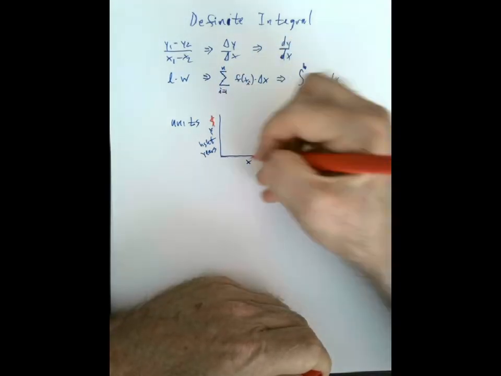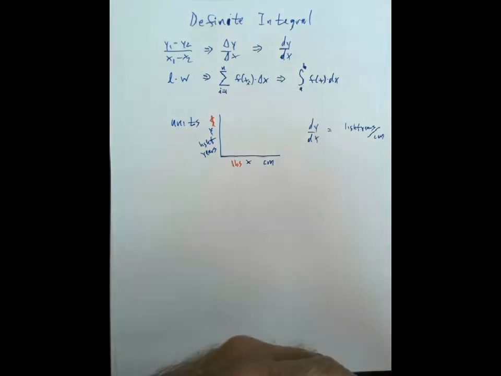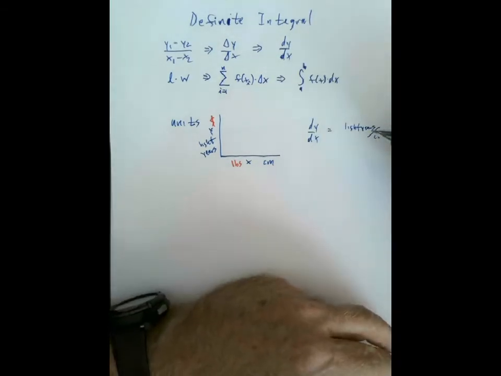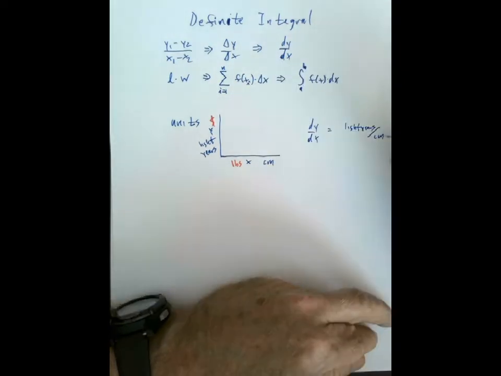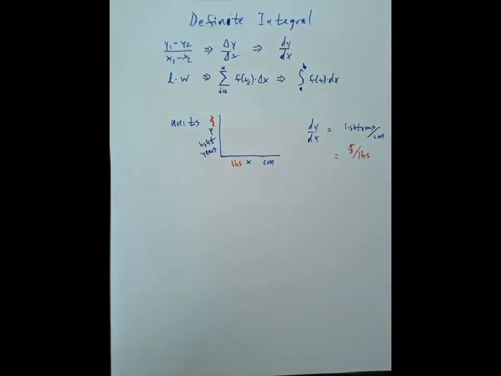Or, just to pick another one, this could be dollars and this could be pounds. Then the units of the derivative would be the rate of change in terms of dollars per pound, the rate at which dollars changed in terms of pounds. So dy dx in that case would have units of dollars over pounds. So that's something we worked with before. Well, the units for our integral are going to work in a similar way.